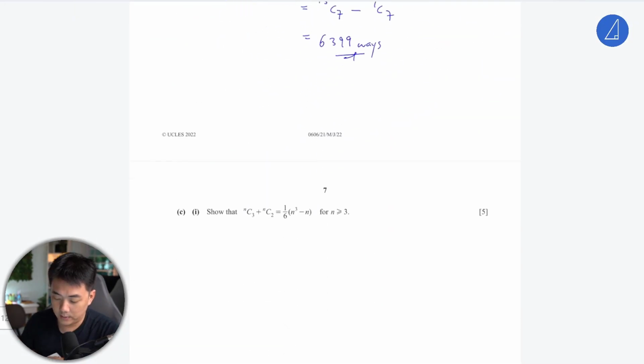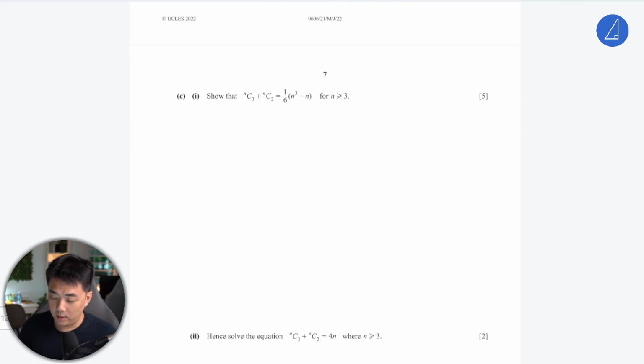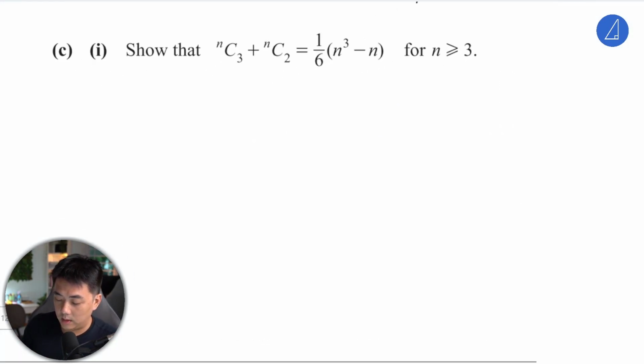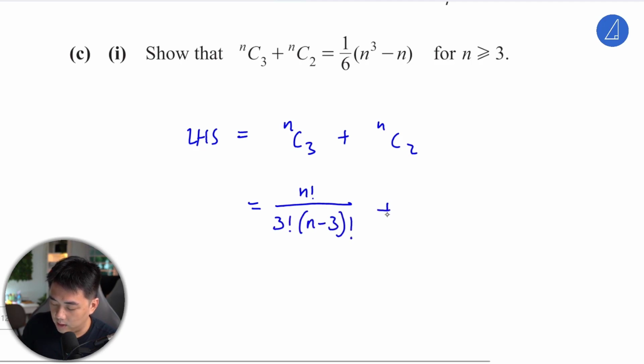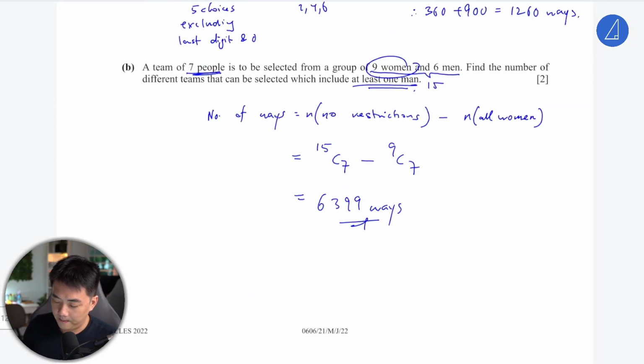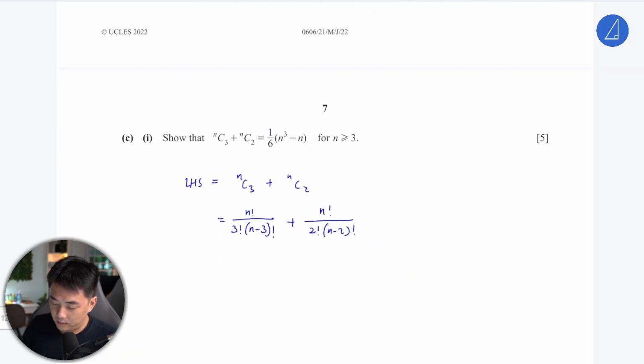Then let's look at C part 1. Show that n choose 3 plus n choose 2 is this. Okay, great, good. So we're going to start from the left hand side. This is n choose 3 plus n choose 2. So n choose 3, we could rewrite it as n factorial over 3 factorial, n minus 3 factorial, plus n factorial over 2 factorial, n minus 2 factorial. Okay, so that's this case there.